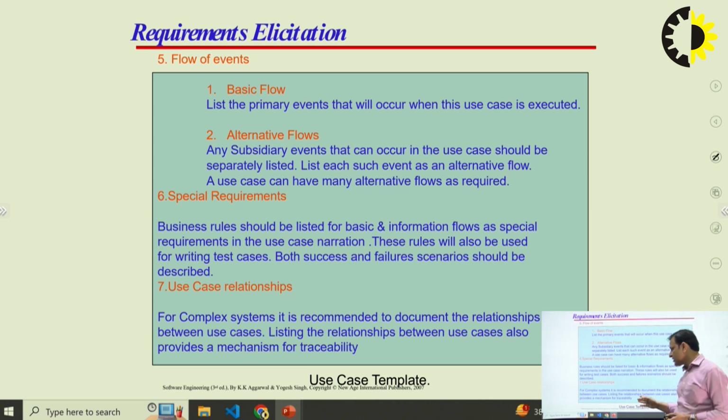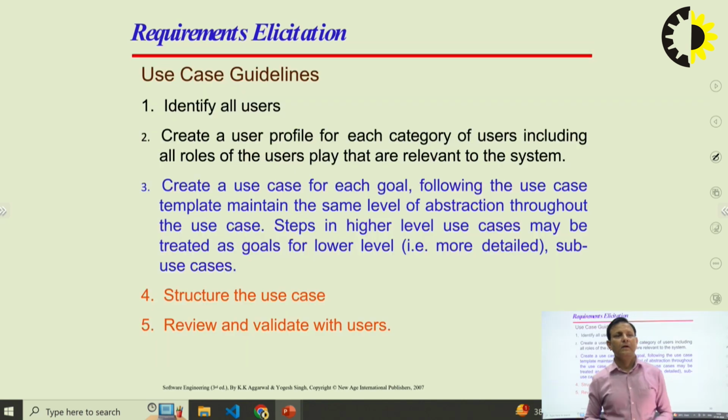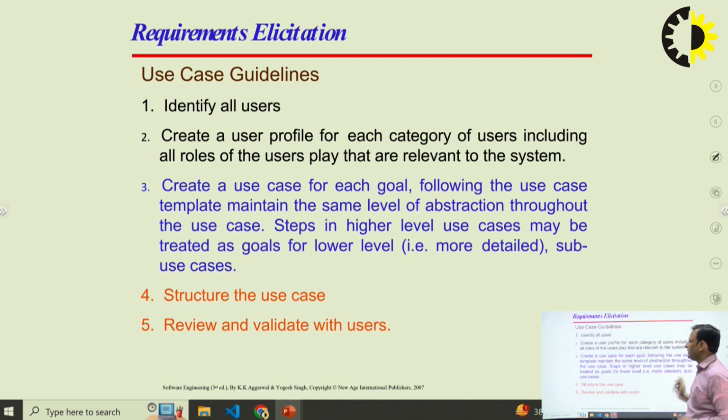Use case relationships. For a complex system, it is recommended to document the relationship between the use cases. Listing the relationship between use cases also provides a mechanism for traceability. The use case guidelines: we need to identify the users. We have to create a user profile for each category of users, including all roles the users play that are relevant to the system.